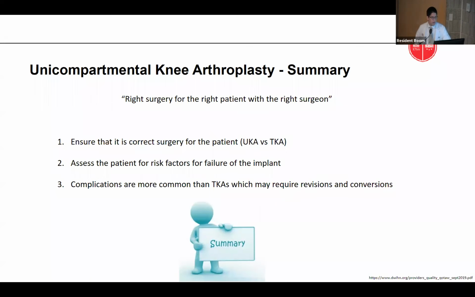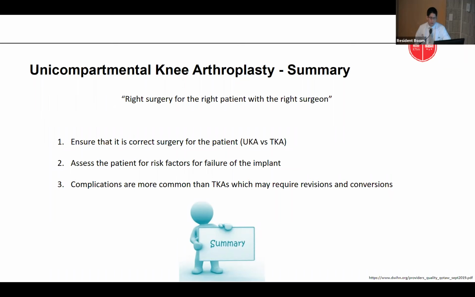So just to summarize, this is a quote I found in one of the studies that I really liked. Partial knee replacements can be the right surgery for the right patient with the right surgeon. So you want to make sure you're considering partial knee versus total knee. That means making sure that the disease is only in one compartment and can't progress into other compartments. You want to make sure this is the right patient for this surgery, assessing any risk factors for failure of the implant, such as a young, very active patient who will probably outlive or outstress the implant.